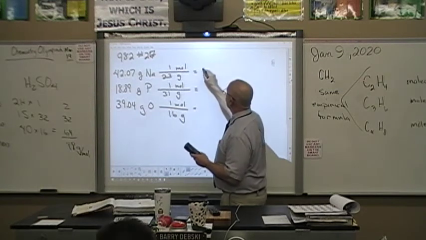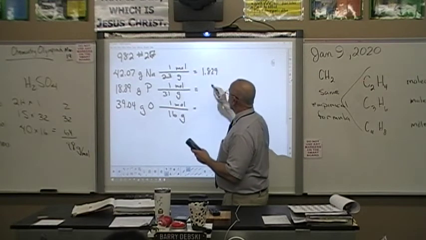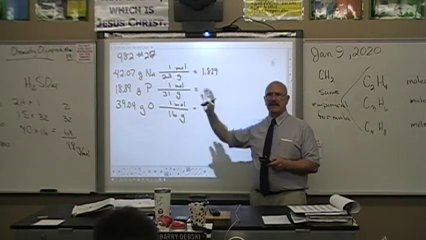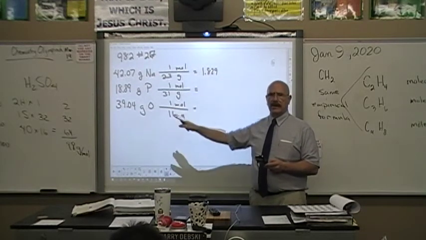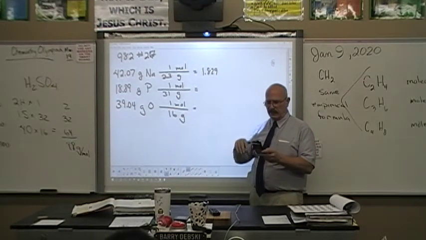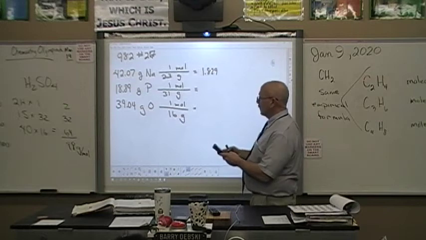1.829. And again, in these middle steps, leave a couple decimals. I'm not saying 10 decimals, but 2 or 3, sometimes 4 decimals. It's okay. We're going to lose them eventually. It's not a big deal.